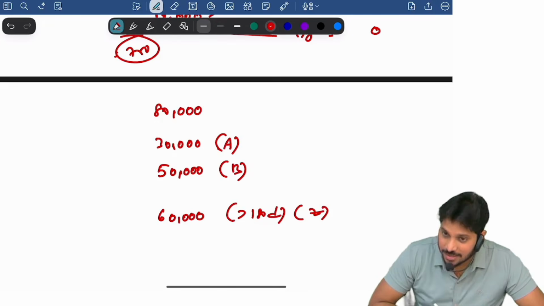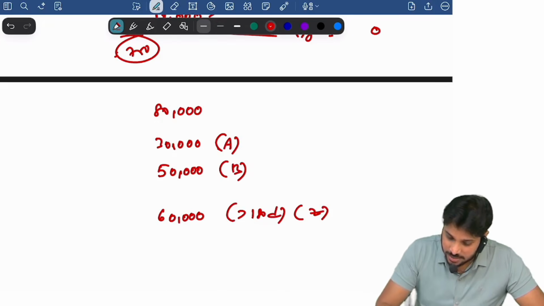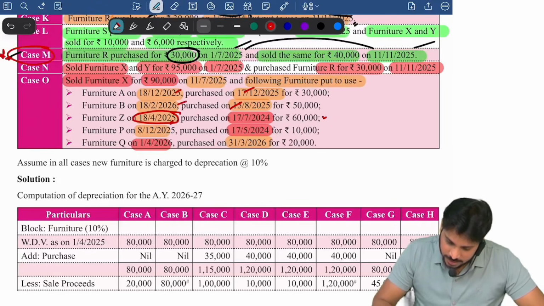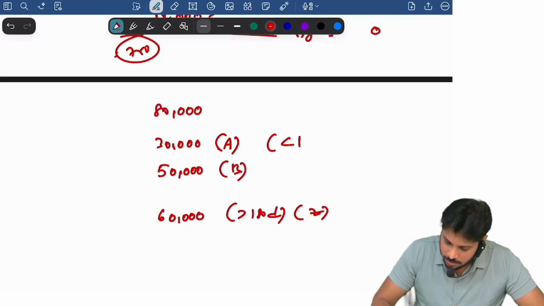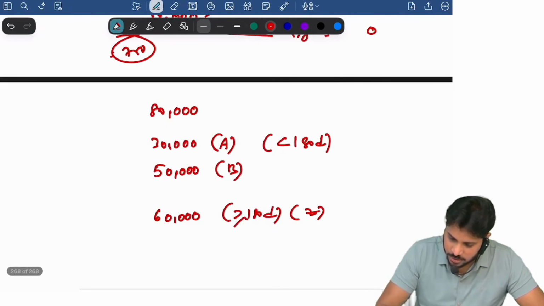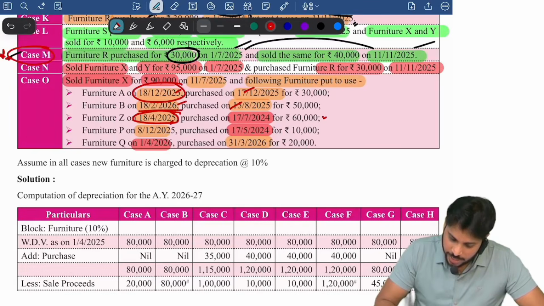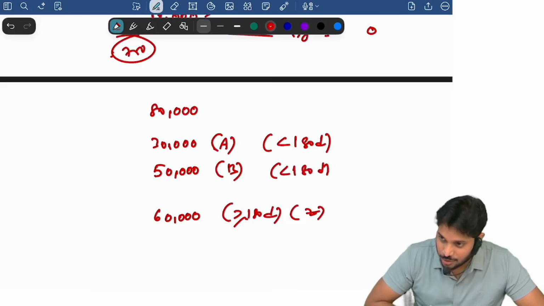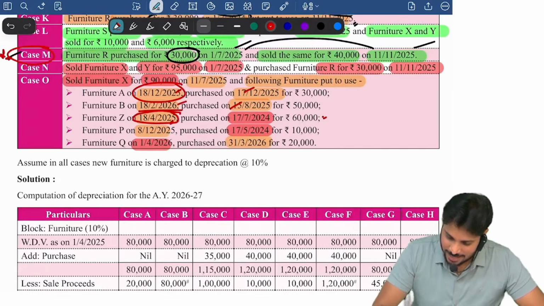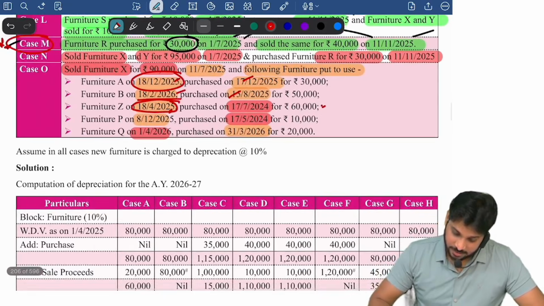This is more than 180 days. This is Z. Whereas 30, 40, 30, 50, 30 used on 18th December, which means less than 180 days. Yes or no? More than or equal to 180, this one. Whereas this one, 18th February, this is also less than. Do you understand? Yes or no? Next, again another one.